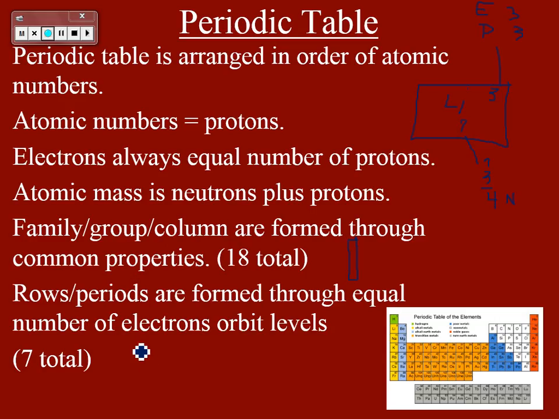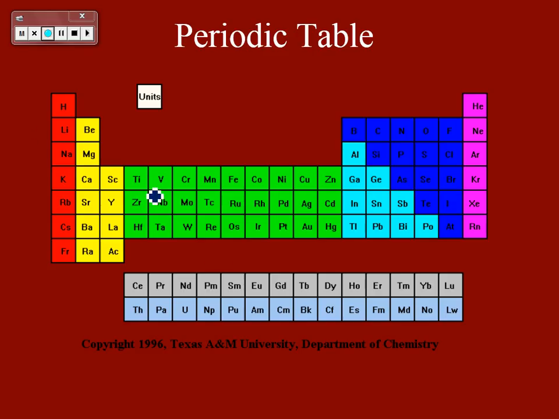Rows and periods are horizontal, so they go like this, and there are only 7 of them. 1, 2, 3, 4, 5, 6, 7. These two actually go in here. They've just been pulled out for easy reference, but if you look at the numbers, they actually go in here. So they are rows 6 and 7. All right, so if we look again, just to remind you, 1, 2, and then you just keep counting, 3, 4, 5, 6, and you end up at 18.